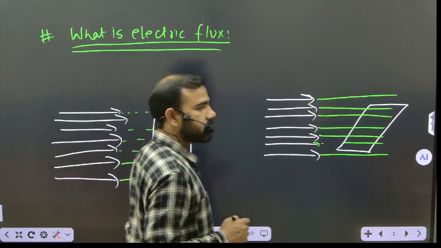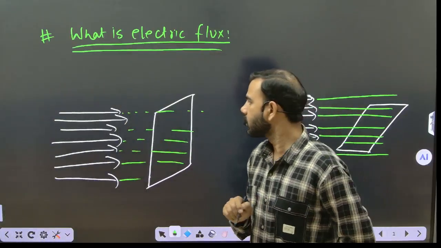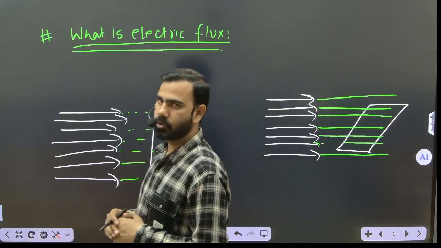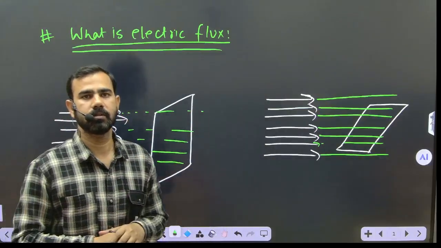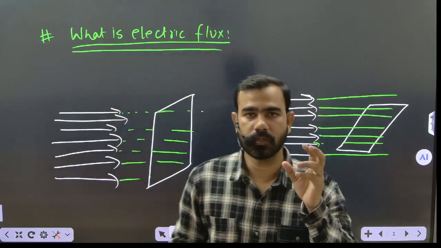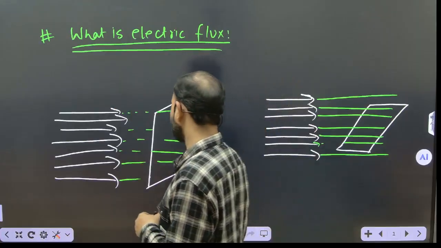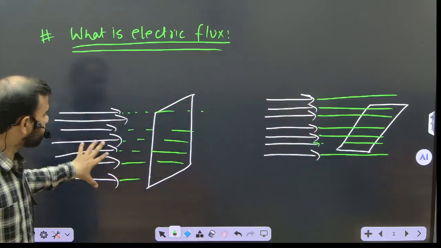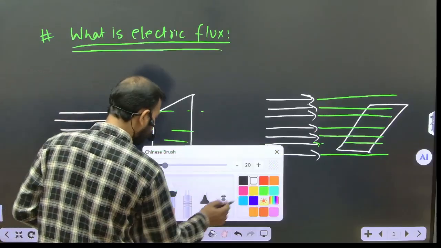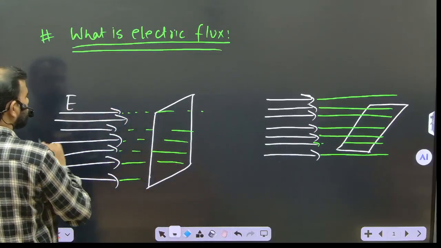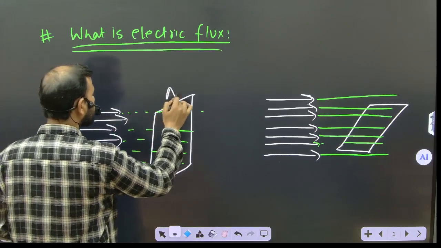So basically, what is electric flux? The number of electric field lines crossing any surface is called electric flux. Here all the electric field lines are crossing the surface.